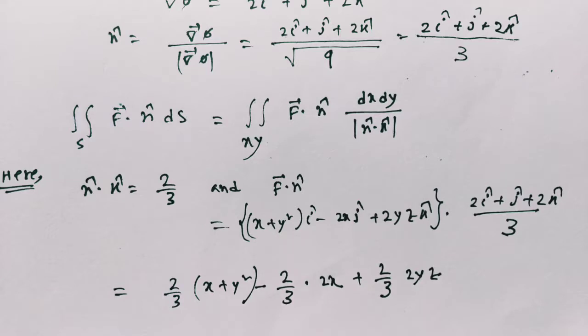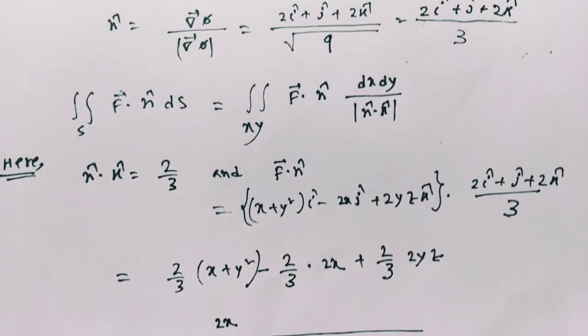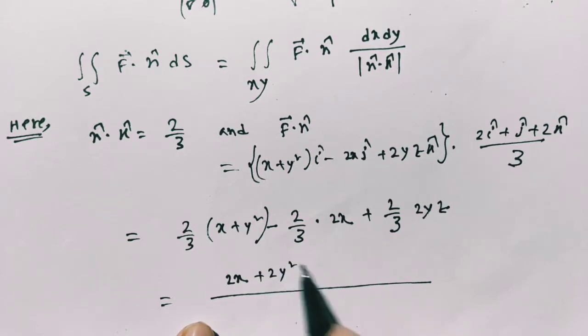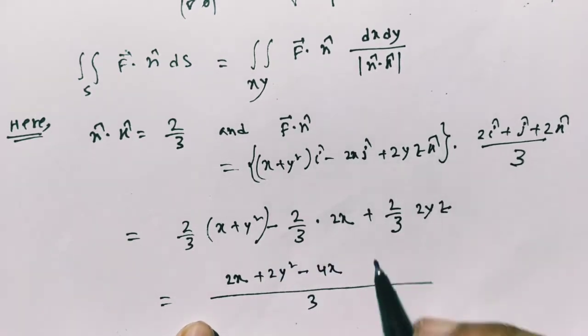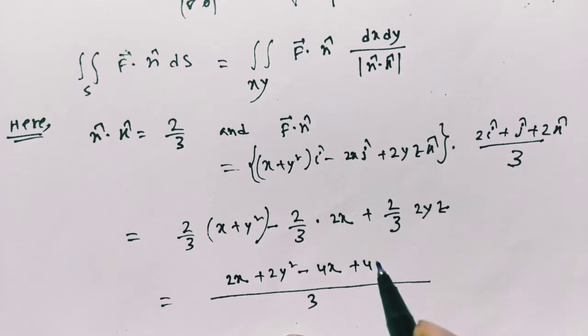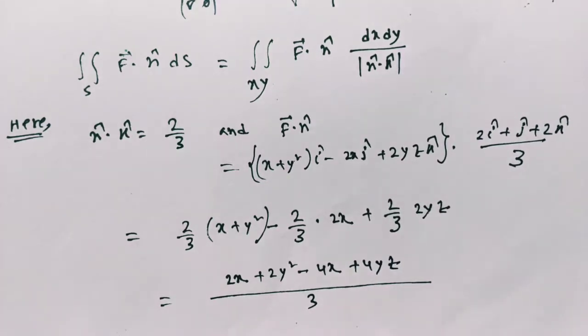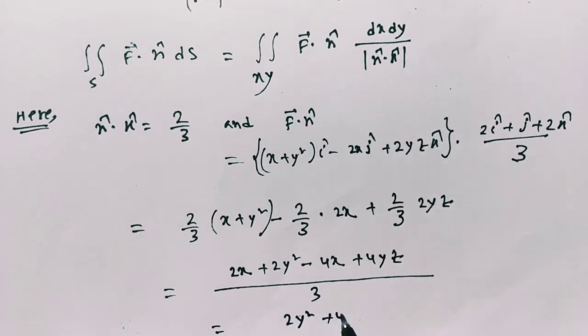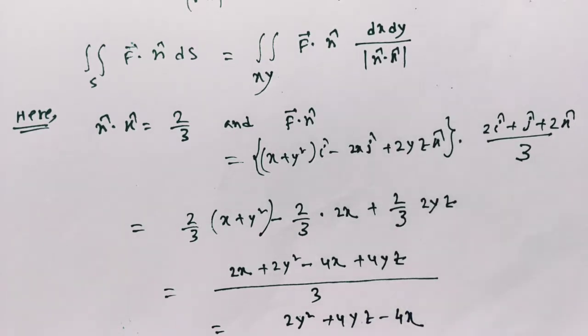2 by 3 means, 3, so 2x plus 2y square minus 4x plus 4yz, so it will turn out to be 2y square plus 4yz minus 4x, divided by 3.